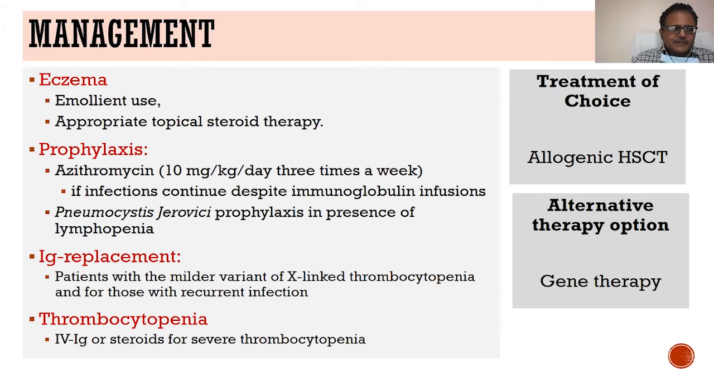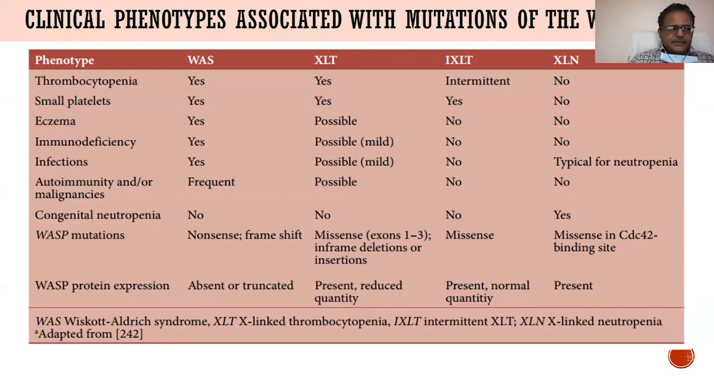Those people who have low immunoglobulin levels can be given immunoglobulin replacement. Whereas in these patients, if they have life-threatening thrombocytopenia, IVIG is the drug of choice. Otherwise, the treatment of choice is allogeneic hematopoietic stem cell transplantation. I'll not go into the details.